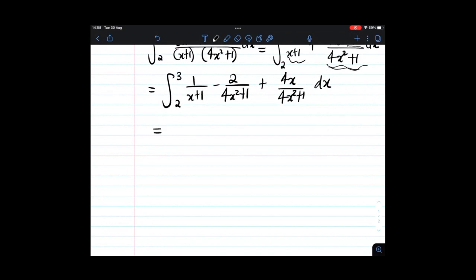Right, and then the first one, we know that that's just the natural log of the absolute value of x plus 1. And then the second one, we just have to look at that. So we want to write it in the form 1 over something squared plus 1, and then we know that arctan is involved, and in this case we ought to write it as 1 over (2x) squared plus 1, so we've got something of this nature, right? And we know that if we have got something like that, then it's going to be arctan of 2x.